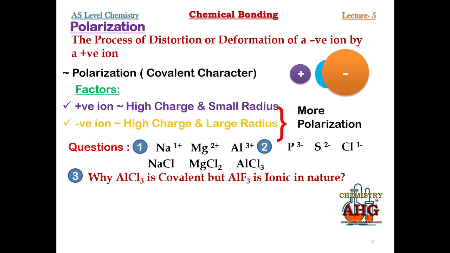No doubt aluminum fluoride would also have some covalent character, it would also have some polarization, but there is not enough polarization for aluminum fluoride to lose its ionic nature. So still in aluminum fluoride, the dominant type of bonding is ionic. Why? Because the fluoride ion is small in radius, it cannot be polarized easily. So simply in this case you can give the reason based on the factors. Why is aluminum chloride covalent? You will say since it has more polarization, more covalent character, as the chloride ion has a large radius.